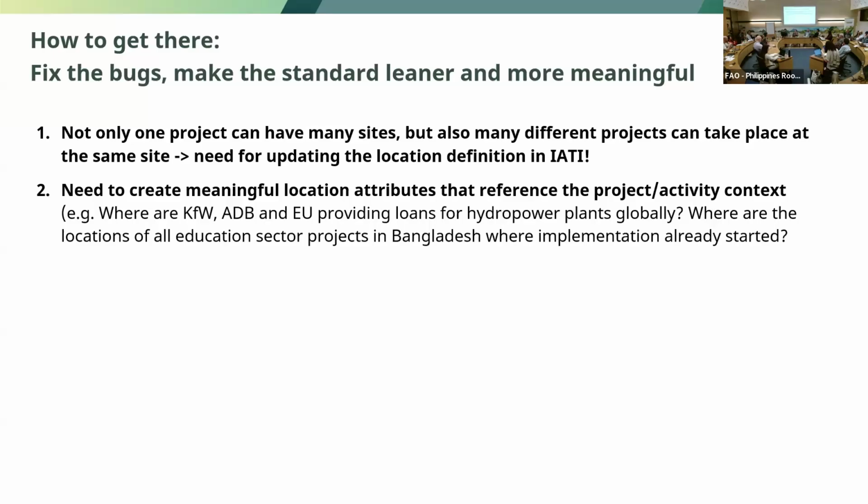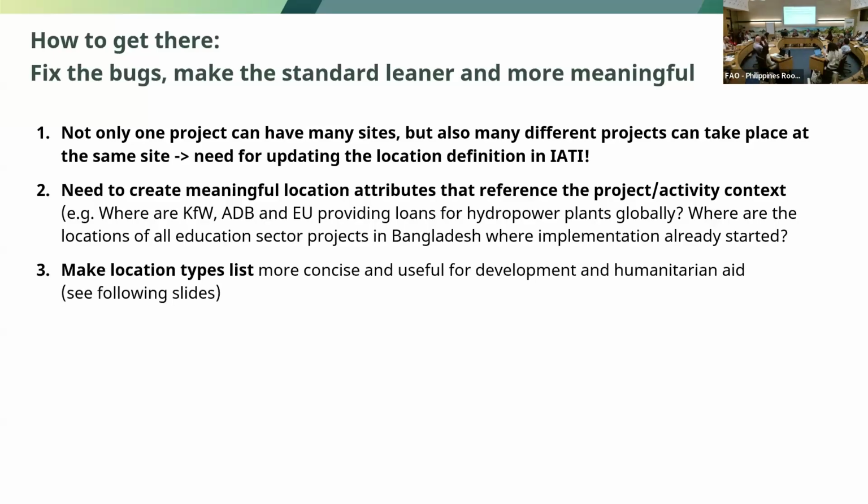So basically, the idea is to enable us to say, where are KfW, Asian Development Bank, and the EU providing loans for hydropower plants globally? Something like this would be the final objective to be able to achieve. Or where are the locations of all education sector projects in Bangladesh, where implementation already started, regardless of the donor or project execution agency.